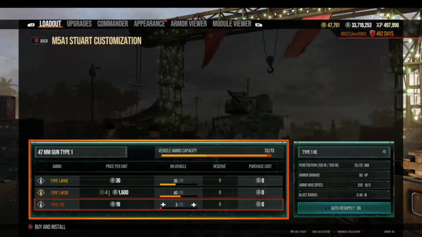It has highest pen in the game. So because it's shaped charges, it's going to be able to penetrate tanks a little bit easier, and therefore the shells will have a higher pen.